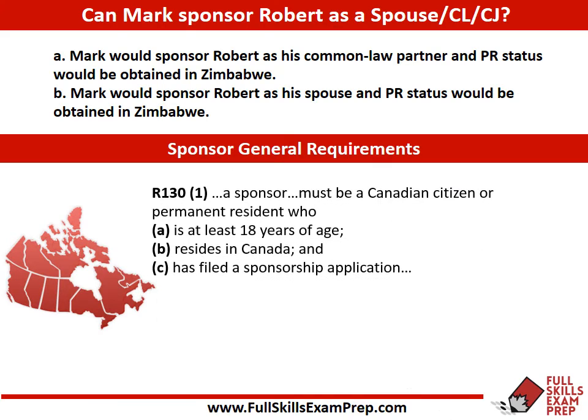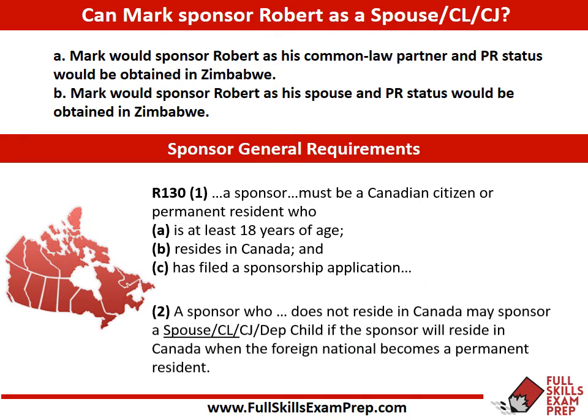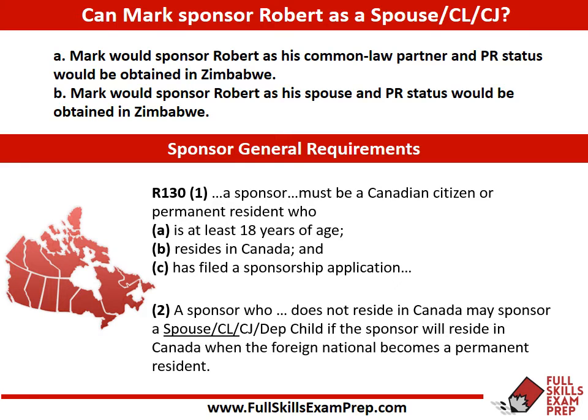So when we take a look at those general requirements that we spoke about in the previous video, we can see that just as a very basic requirement under Regulation 131, a sponsor must be a Canadian citizen, which we saw before, or permanent resident who's 18, resides in Canada, has filed a sponsorship application. But there's a little tiny caveat here. When we go off to number 2, we can see that a sponsor doesn't actually have to reside in Canada when they are sponsoring, except they have to live in Canada when the foreign national becomes a permanent resident.